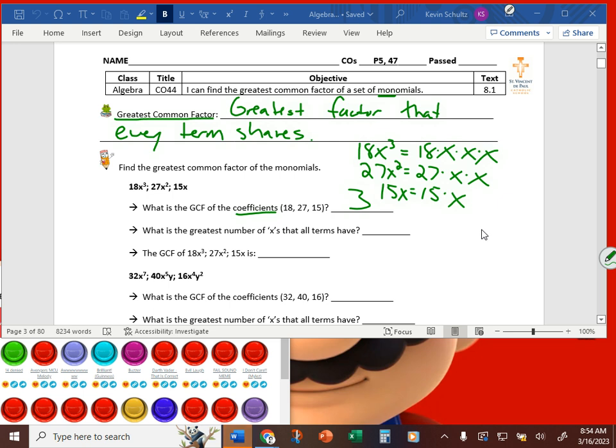Whatever x is, it goes into 18x cubed how many times? 3. It goes into 27x squared how many times? 2. It goes into 15x how many times? Once. So what's the greatest number of x's that each term has? Just 1. They all have 1 x. They don't all have 2, they don't all have 3, but they all have 1. So the greatest number of x's that all terms have is 1, just an x. I'll put a 1 here because there's just one x there. And so the GCF is the combination of those two things. The GCF is 3x.